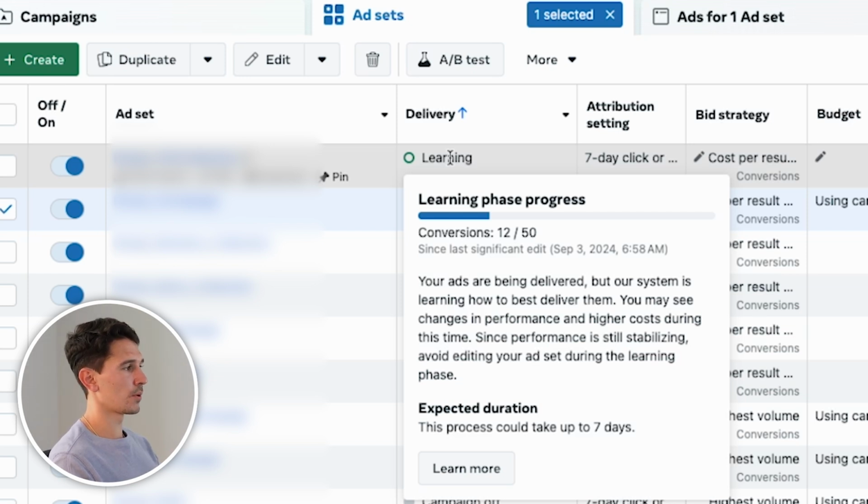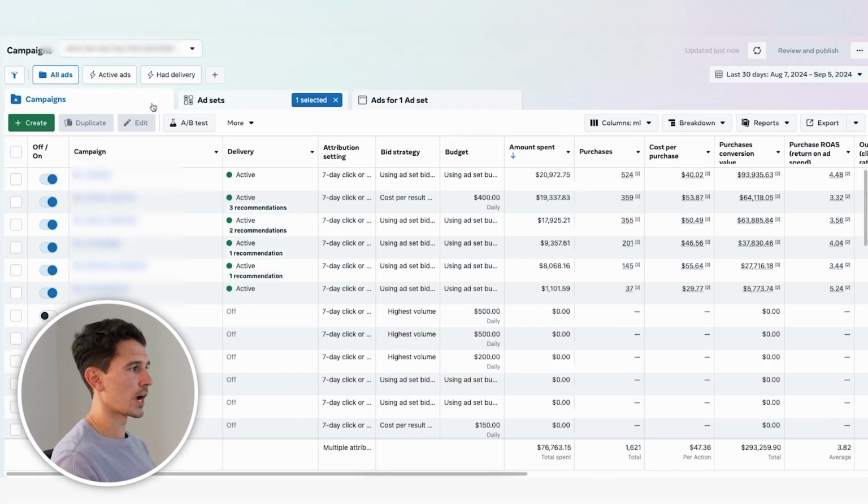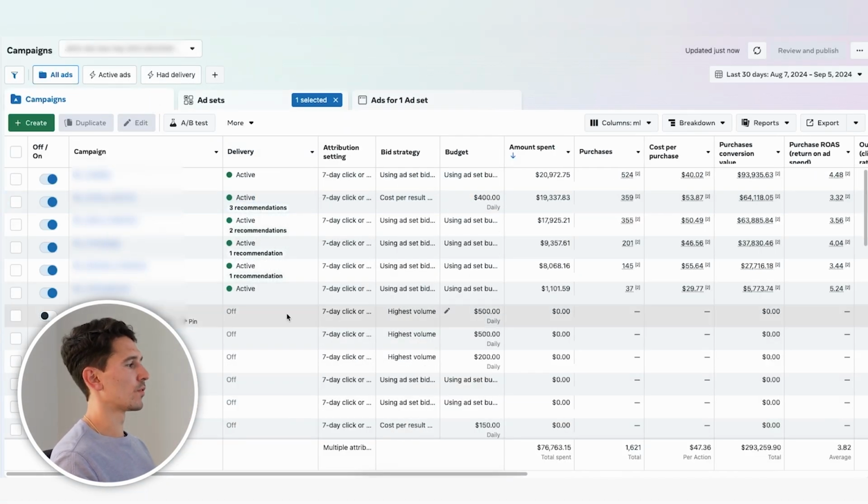This is a perfect example. The last time we made a significant edit to this campaign was 3 days ago, and it's driven 12 conversions since that significant edit. This is going to drive its 50 conversions actually quite quickly based on the results that it's driving for us so far. And it's going to get through the learning phase, and then it's going to be even more optimized than it is right now. It just helps me keep an eye on everything that's going on in the account. On the campaign level, we have no errors here. There's a few recommendations on delivery, no problem.